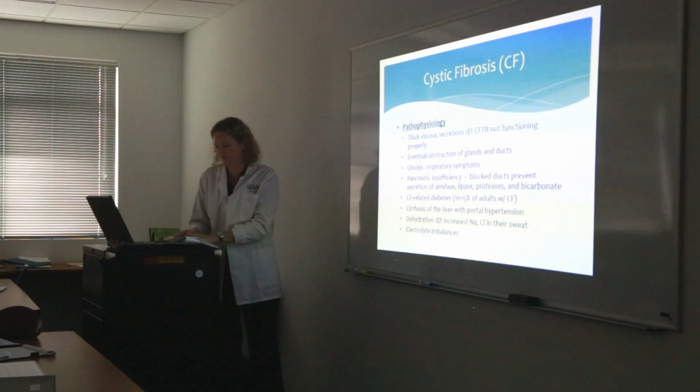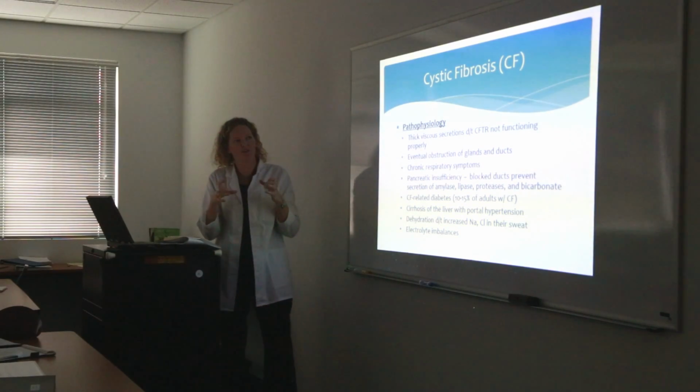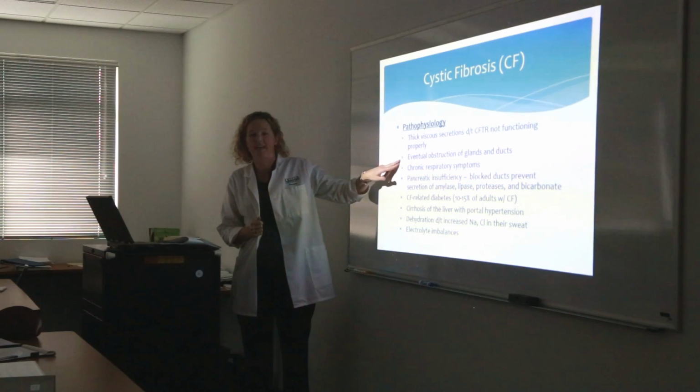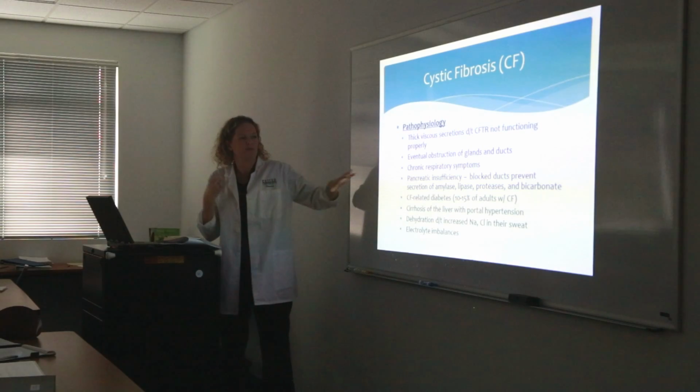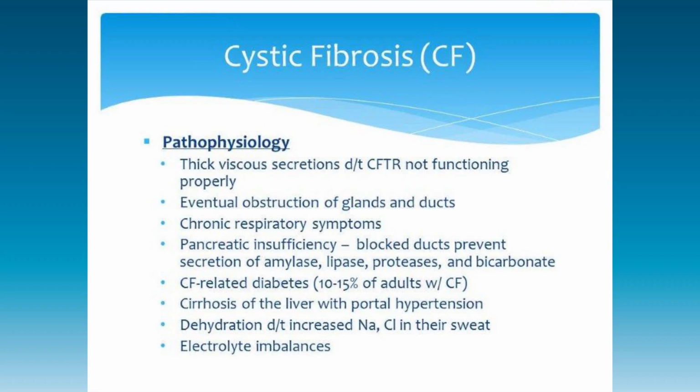The pathophysiology for CF, there's a lot of nutrition implications. Because of those thick viscous secretions, eventually you're going to have obstruction of glands and ducts. Those secretions just obstruct glands and ducts, particularly the respiratory system. So the lungs have mucus building up inside of them, and so they're going to have chronic respiratory symptoms. They have to do breathing treatments, and so their lungs have to work harder, so they have much higher calorie needs.